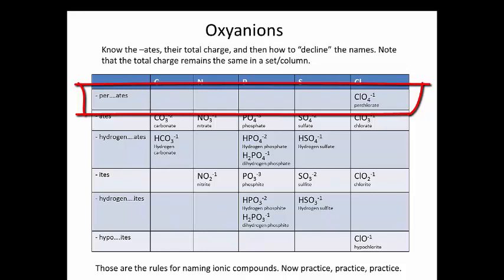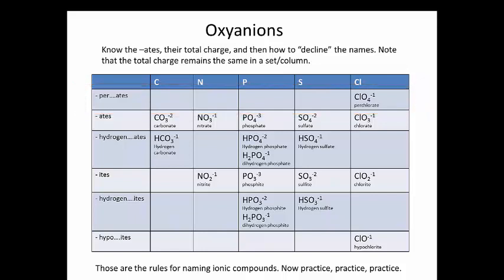All right, so that is the basic naming scheme that you have to know. The -ates, know the -ates, how many oxygens, what the total charge is. Know the -ites, that's one less oxygen. And then the hypo-ites, which happens only for the halogens. And the per-ates, which again happens only for the halogens. Notice that in each of these columns, the charge on the species remains the same.